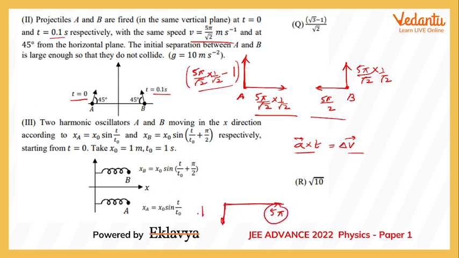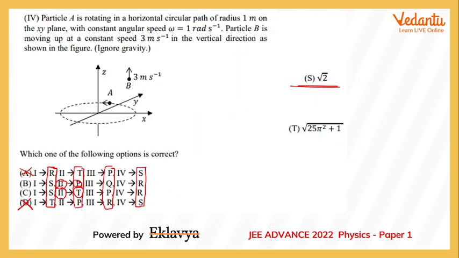So the resultant of 5 pi and 1 is going to be the root of 25 pi square plus 1, which is given in option T. So option T should be the correct one for the second. So that means C, overall C is the right option. So to this question, C will be the answer.